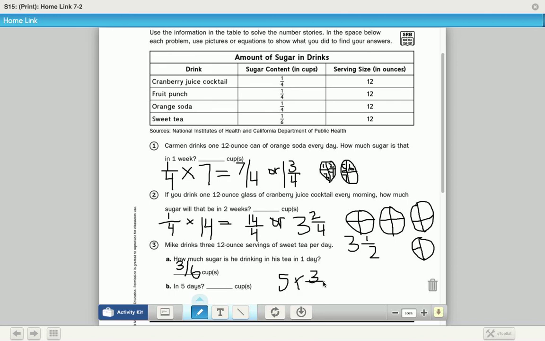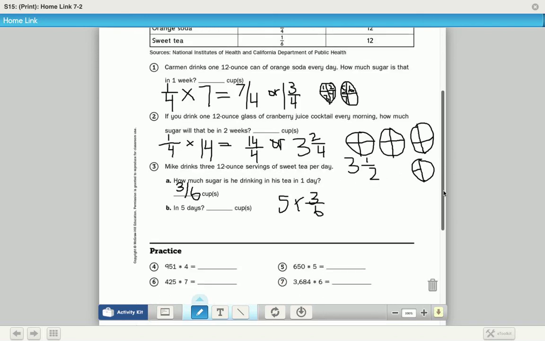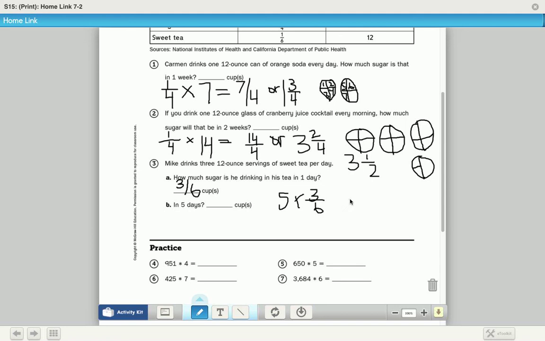Okay, so you could either have 15/6, I'll write that over here, 15/6 or 15 sixths. 6 sixths would be 1 whole, 12 sixths would be 2 wholes, and then we'd have 3 sixths left. So that would be the same as 2 and 3 sixths, or 2.5.